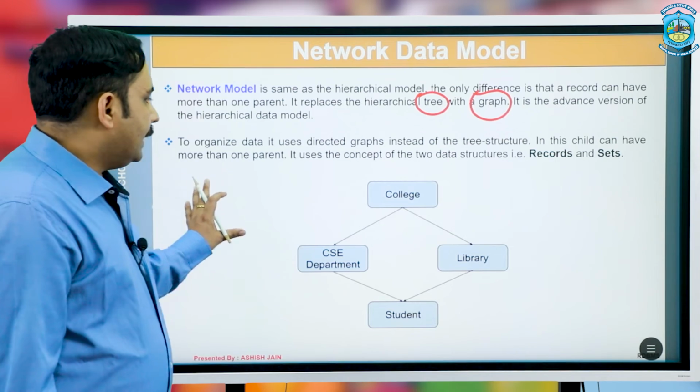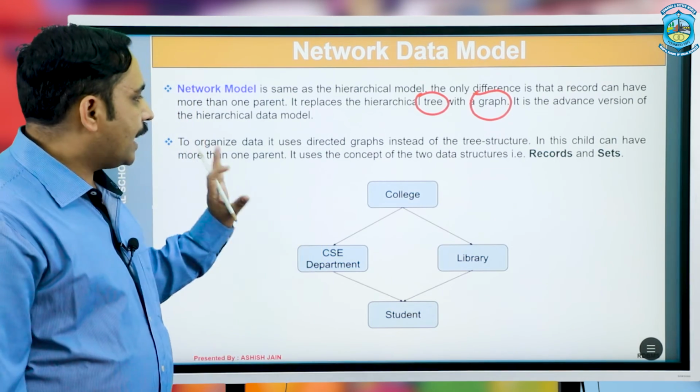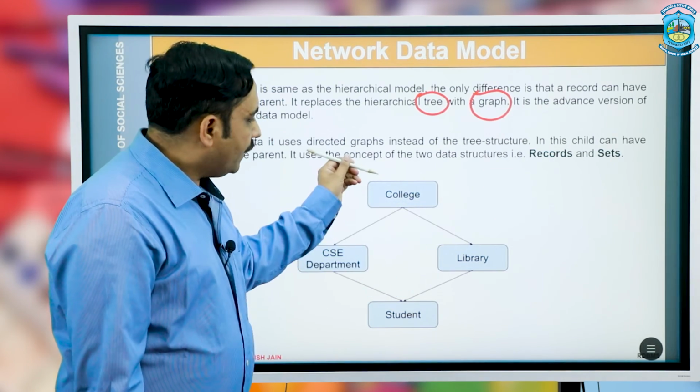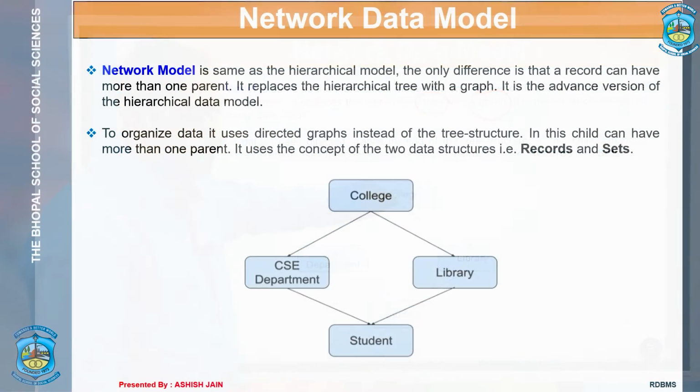This kind of arrangement is called a graph. And to organize data, it uses a directed graph. What is a directed graph? We have arrows. That means we can go from this to this, but we cannot come back. If there is no arrow, it can be bidirectional. But if we are moving from college to library, it doesn't mean that there is a link from library to college. That's why we have an arrow from college to library. So this is called a directed graph.